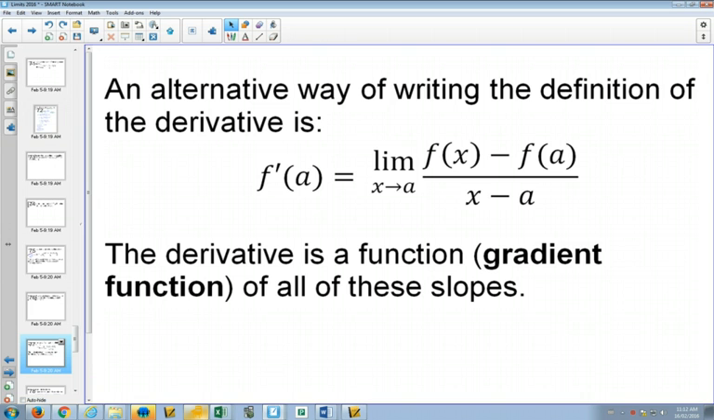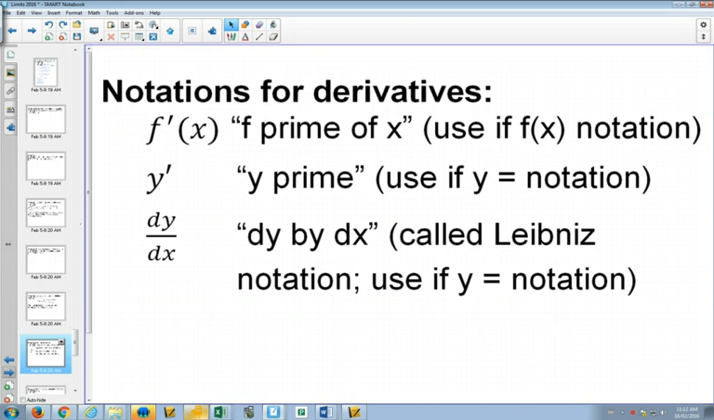So this derivative, it is a function, sometimes called a gradient function, because that's another word for slope. And here are a bunch of different notations. So if you have function notation, if you have f of x, you'll often use f prime of x. If you have y equals notation, you can either use y prime or dy dx, change in y over change in x.